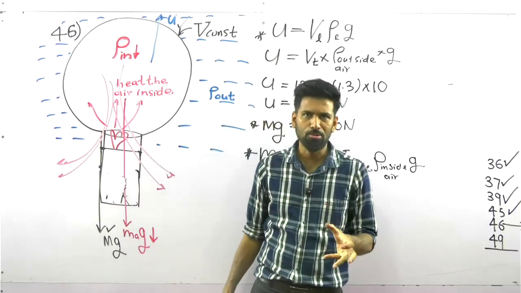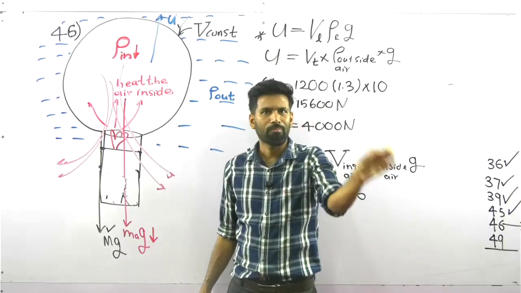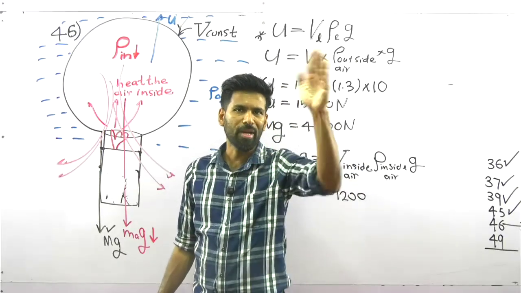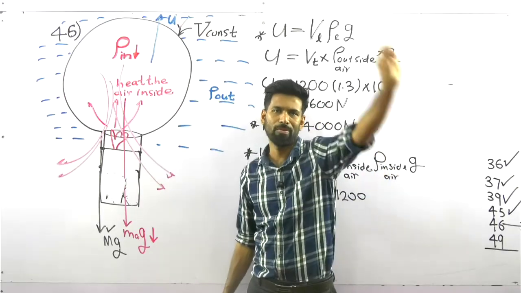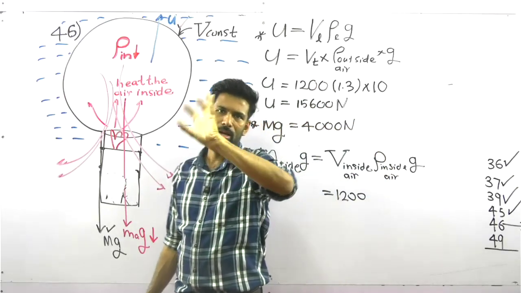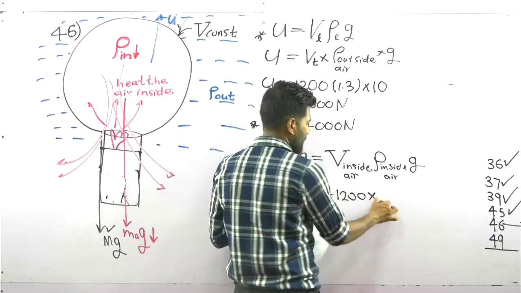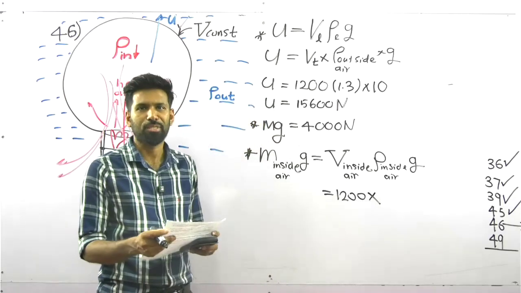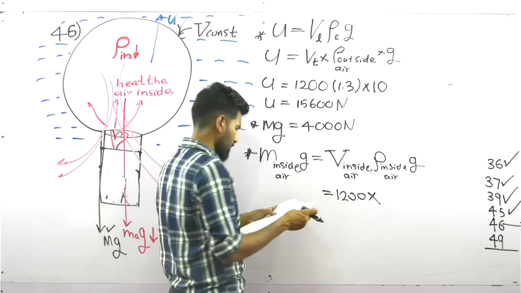Inside volume is also 1200. You have a small rubber cover moving, separating outside and inside, but you don't need to consider the volume of that small rubber cover. So the inside air is having a volume of 1200. Inside density is decreased due to the heating process. Inside density is 0.8.